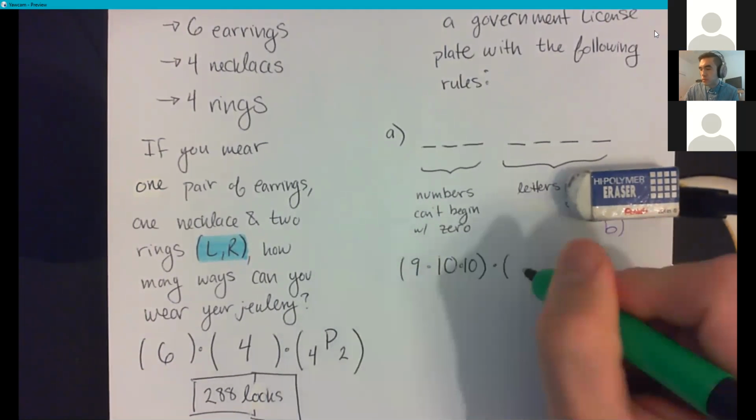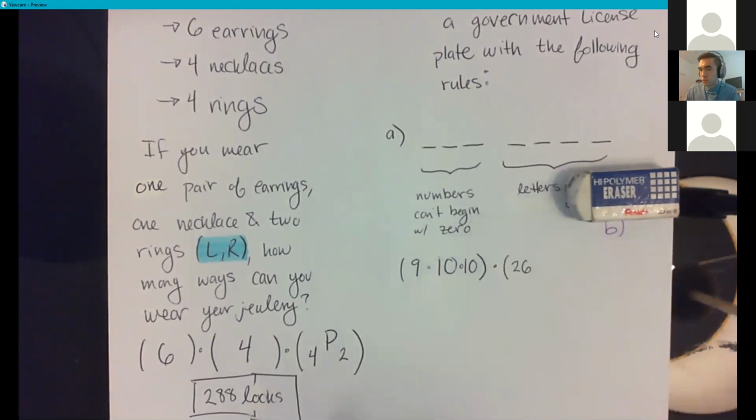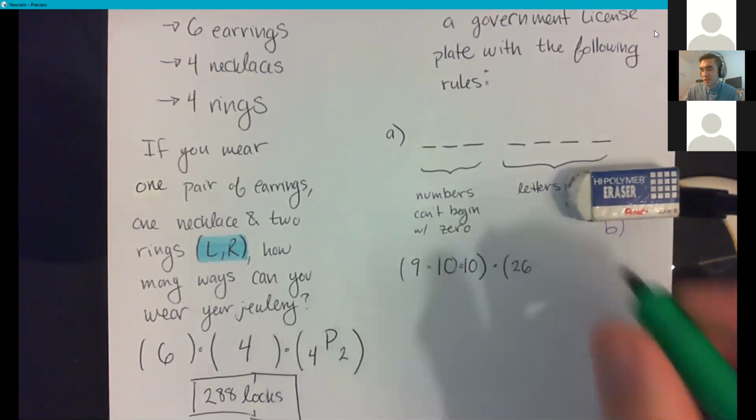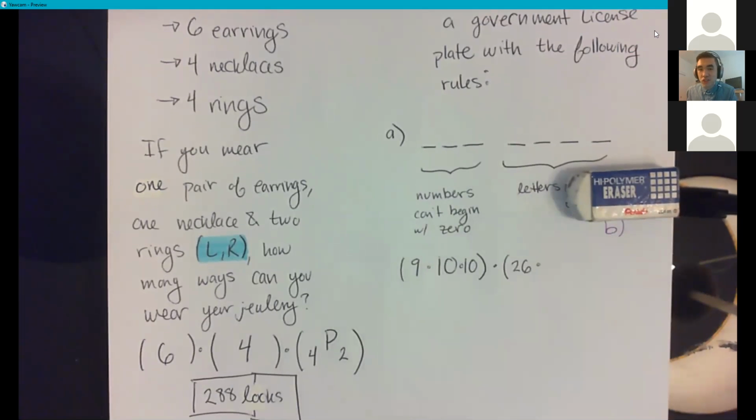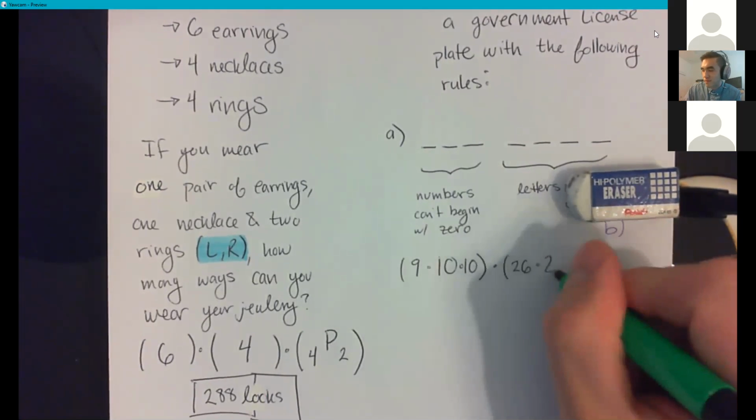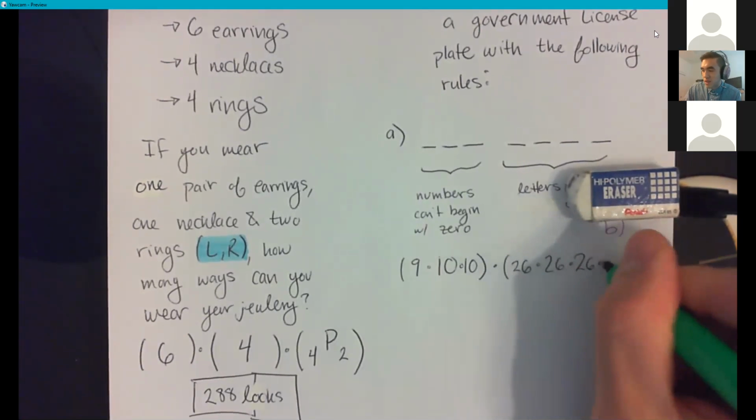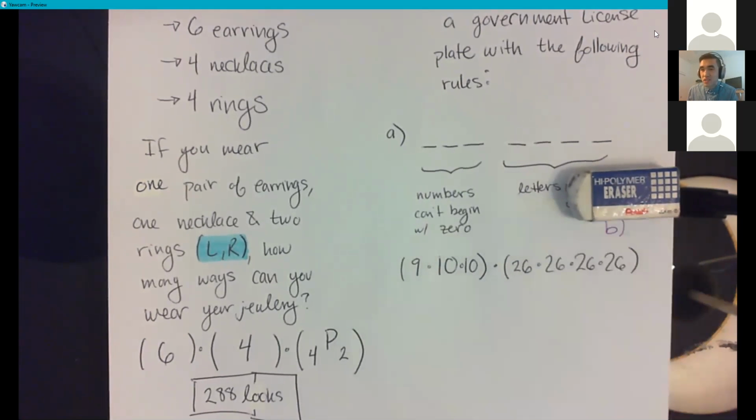26 times 4? So it's 104. 26 could be in that first position. How many letters can be in the second position? 25? This is not letters without repetition. This is just letters. So it's 26. Times 26 times 26, which is actually 26 to the 4th, not just 26.